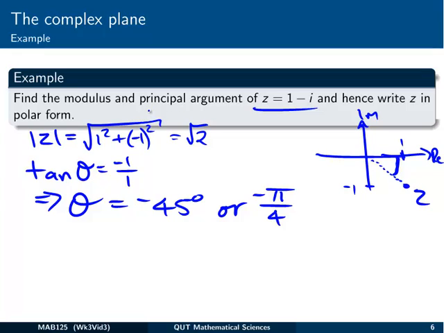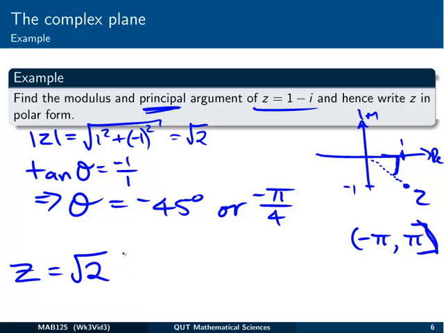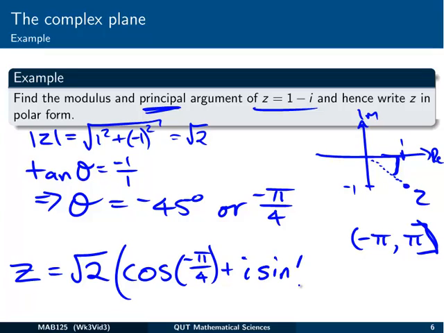Just to check that it's actually the principal value, we need that to be between minus pi and positive pi. And minus pi on 4, of course, yes, it sits in between minus pi and positive pi, so that's fine. We've now got the modulus of z is root 2, the principal argument is minus pi on 4, and so now we can write that z is equal to, in polar form, the square root of 2 cos of minus pi on 4 plus i sine of minus pi on 4. So that's our polar form right there.